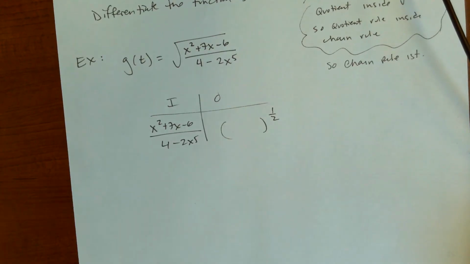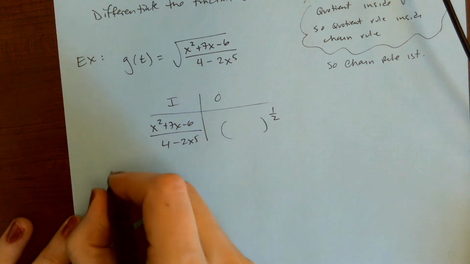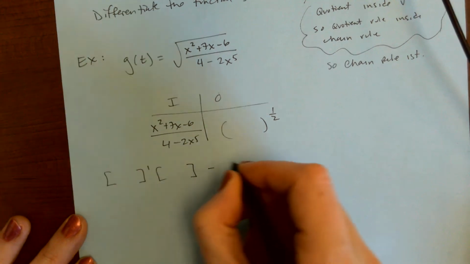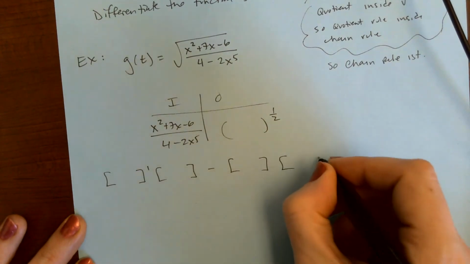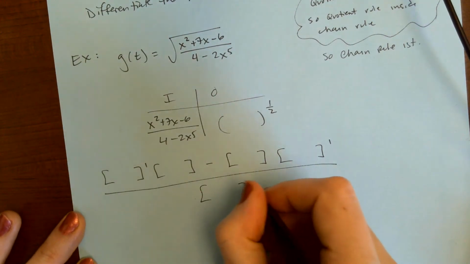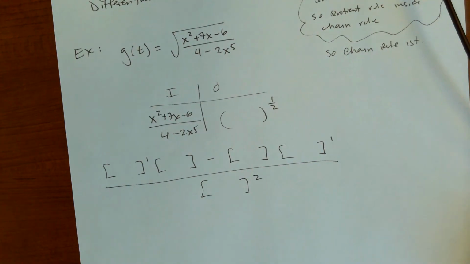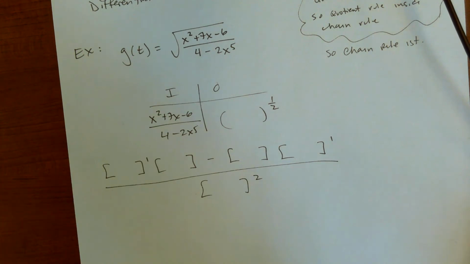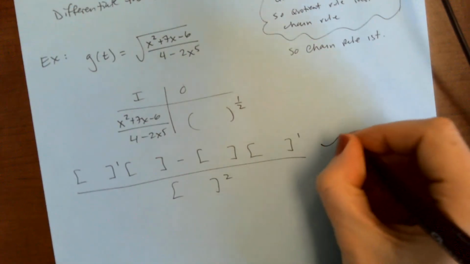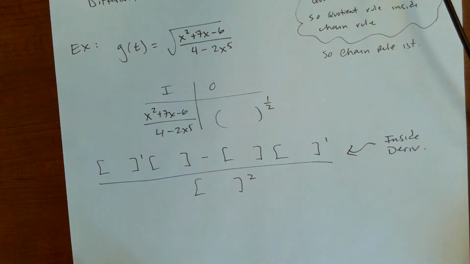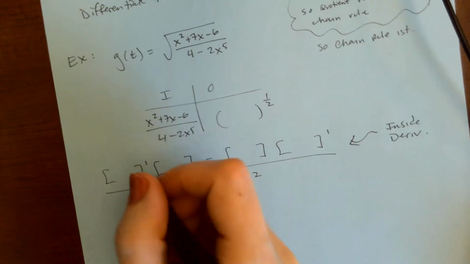Now for this inside function, I'm going to need to use the quotient rule. So bracket prime, bracket, minus bracket, bracket prime, all over bracket squared. Okay. And then, I'm trying to think how I should do this. All right, so this is just going to be the inside derivative. I'll bring the outside derivative down later after I do this one.